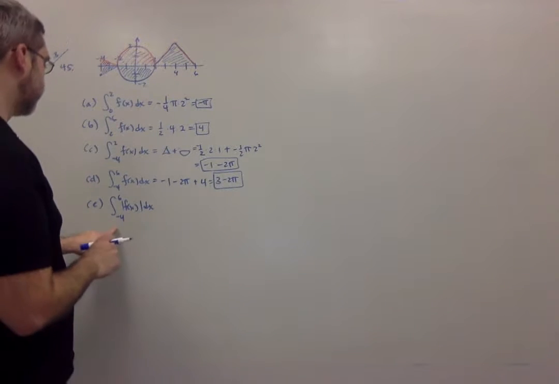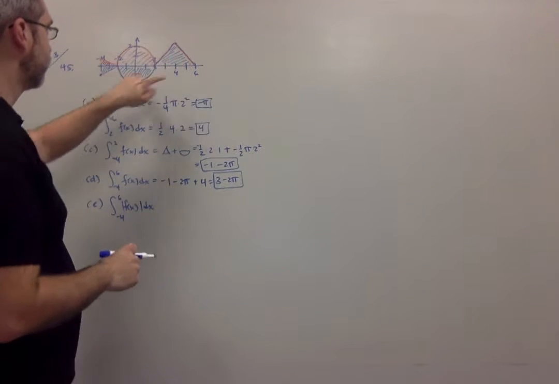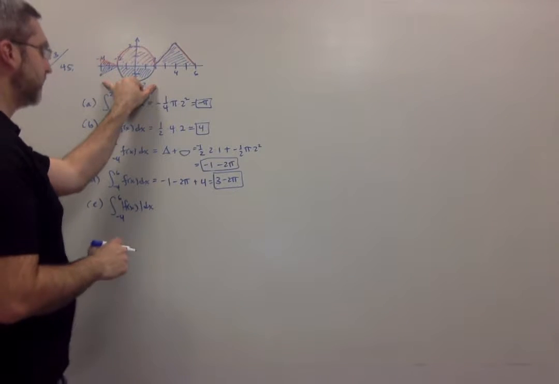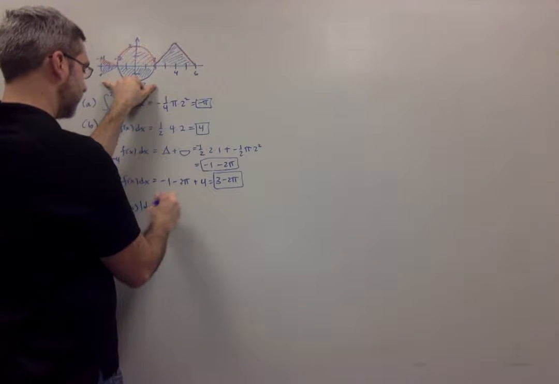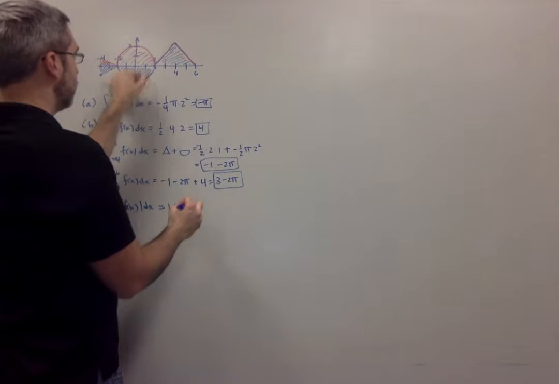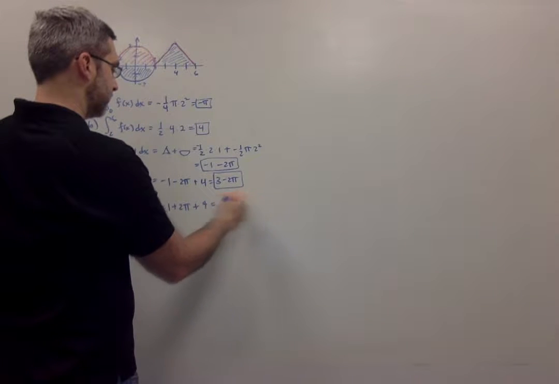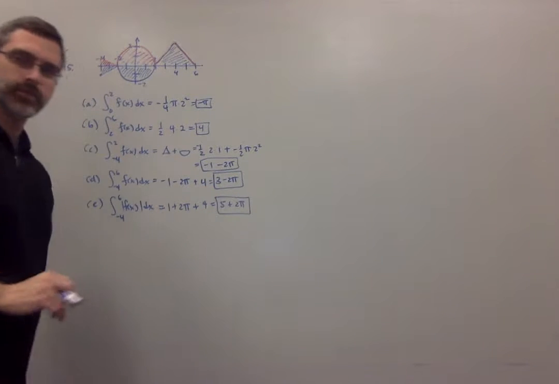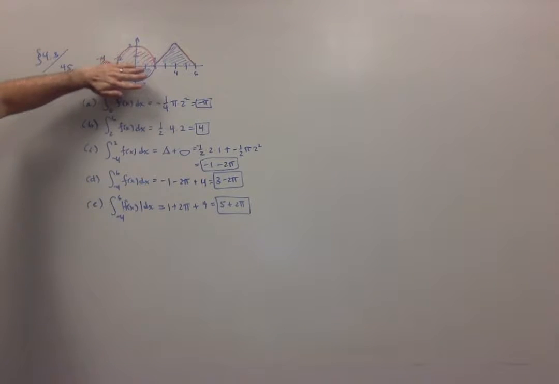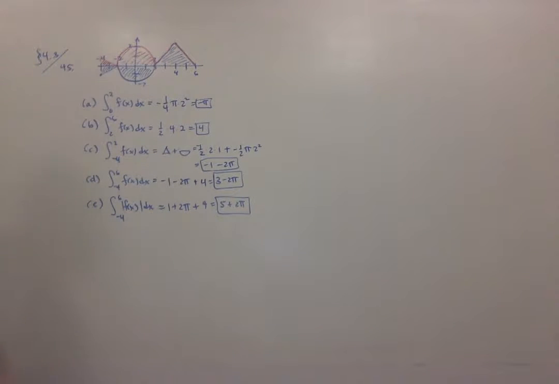So if I go from -4 to 6 this way, this part, instead of being negative area, is now positive area. So the area is 1 plus 2 pi. And then this area is still 4. So what you end up getting there is 5 plus 2 pi. Does that make sense? Just taking the negative area and making it positive instead.